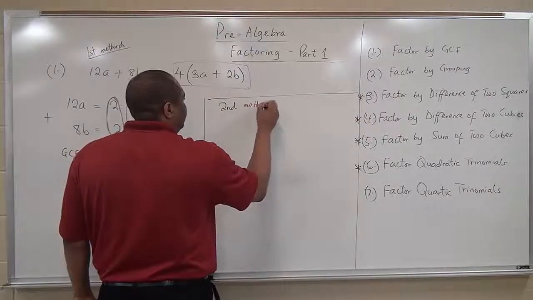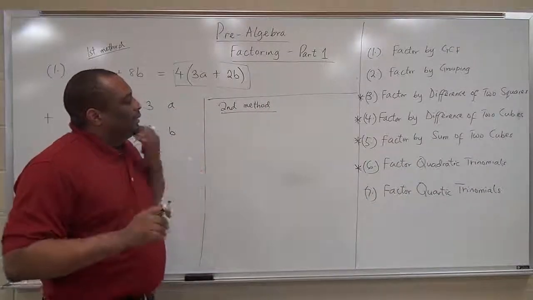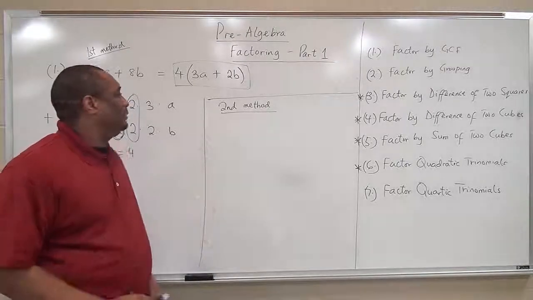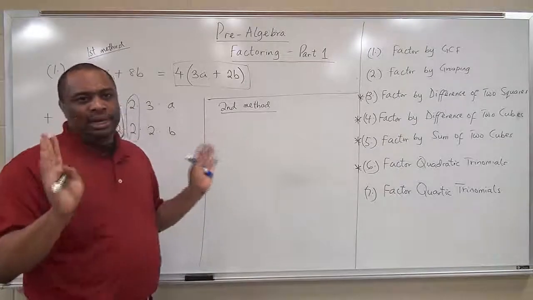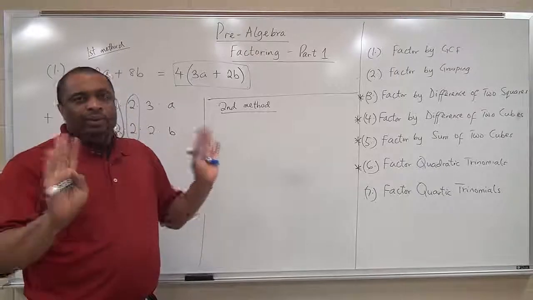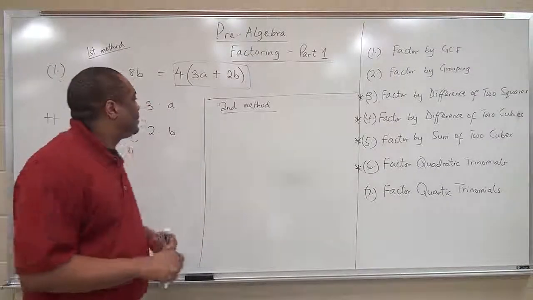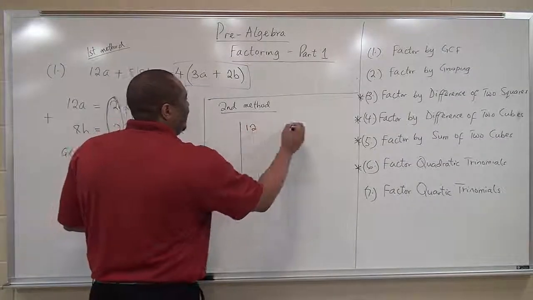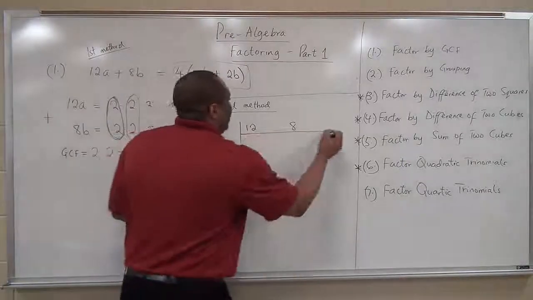This method is kind of neater. In this second method, we want to do it one at a time. We do the numbers first, and then we do the variables. So let's do numbers first. We have 12 and 8, and let's draw a line here.